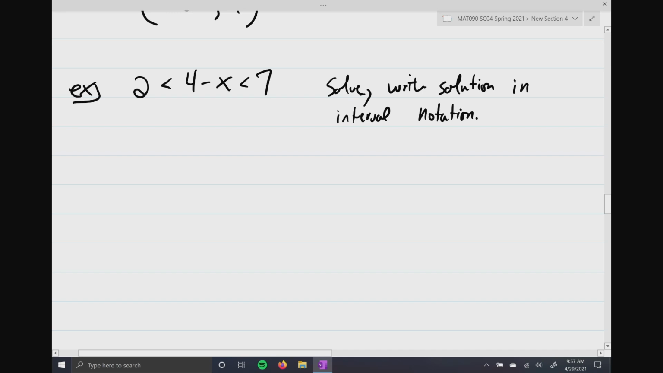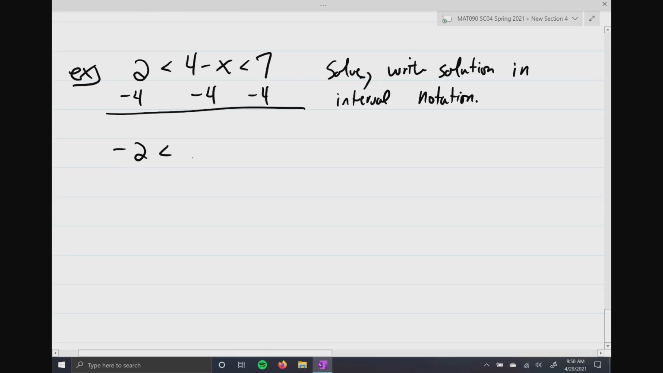I go right to the middle because it's a double inequality. I will subtract 4 from everything. So subtract 4 from the middle, from the left, and from the right. Now, 2 minus 4 is negative 2, less than negative x, which is less than 7 minus 4, which is 3. Now, I'm not done yet, because remember, I want x in the middle, not negative x. So I need to divide by the number in front of the variable. Well, in this case, it's going to be negative 1. So I divide everything by negative 1.